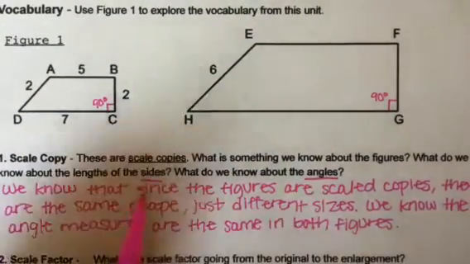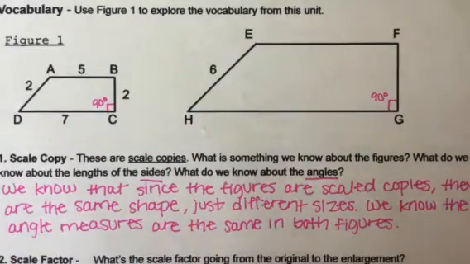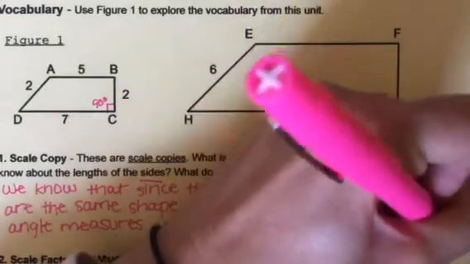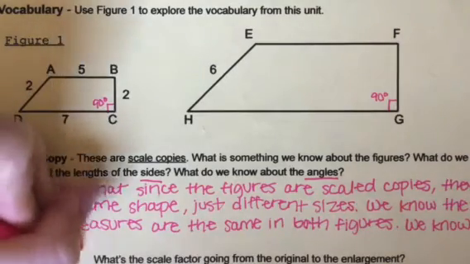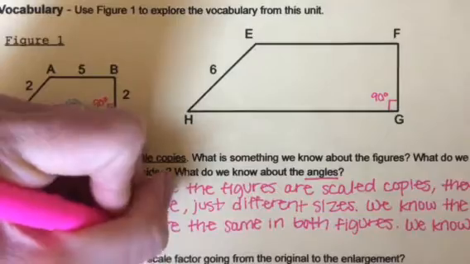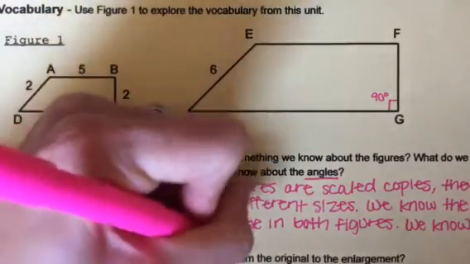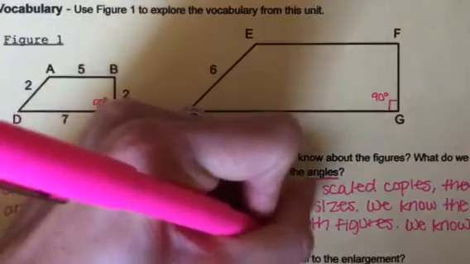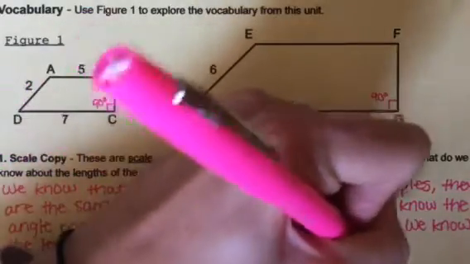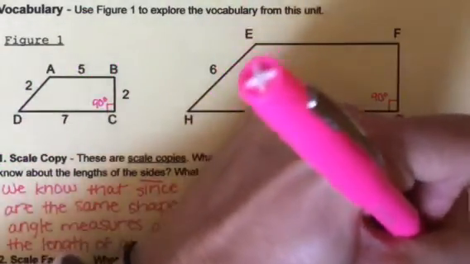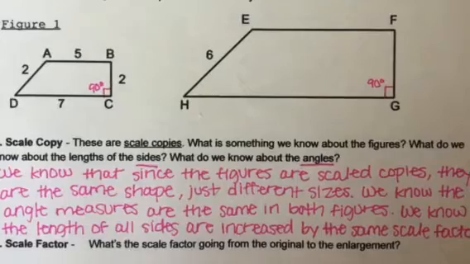The other thing that we need to talk about are the sides. Since these are scaled copies, we know that the sides are going to increase multiplicatively, which means that they're increasing by the same scale factor. So we know the lengths of all sides are increased, and we know that they're increased because they're getting bigger. This is creating an enlargement, are increased by the same scale factor. Okay, and now we've answered all three questions.